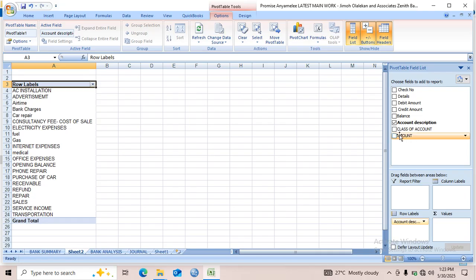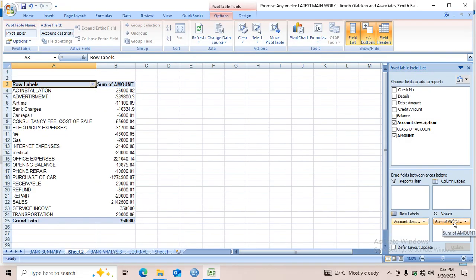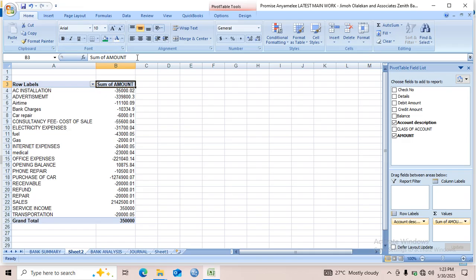The next thing we need is our amount. The amount, we click the amount and put it in the value. So it will show us all this. So that is how to get a summary of our analyzed bank statement, we use the pivot table to do that. So let's change this minus to bracket. All this minus, let's change them to brackets.